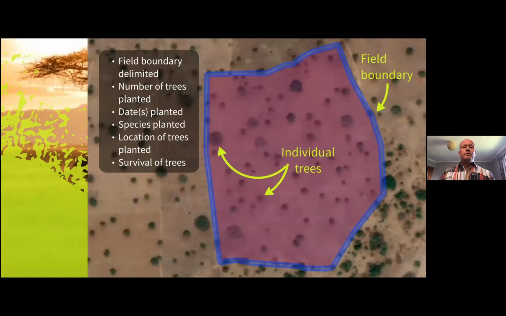Also in the app, the users delineate their field boundaries, and then they have the number of trees planted, the locations of the trees, as you can see on the map here. And we have then, as I mentioned, the survival of the trees. So we not only have this information, but we have it in a spatially explicit way for each individual field.